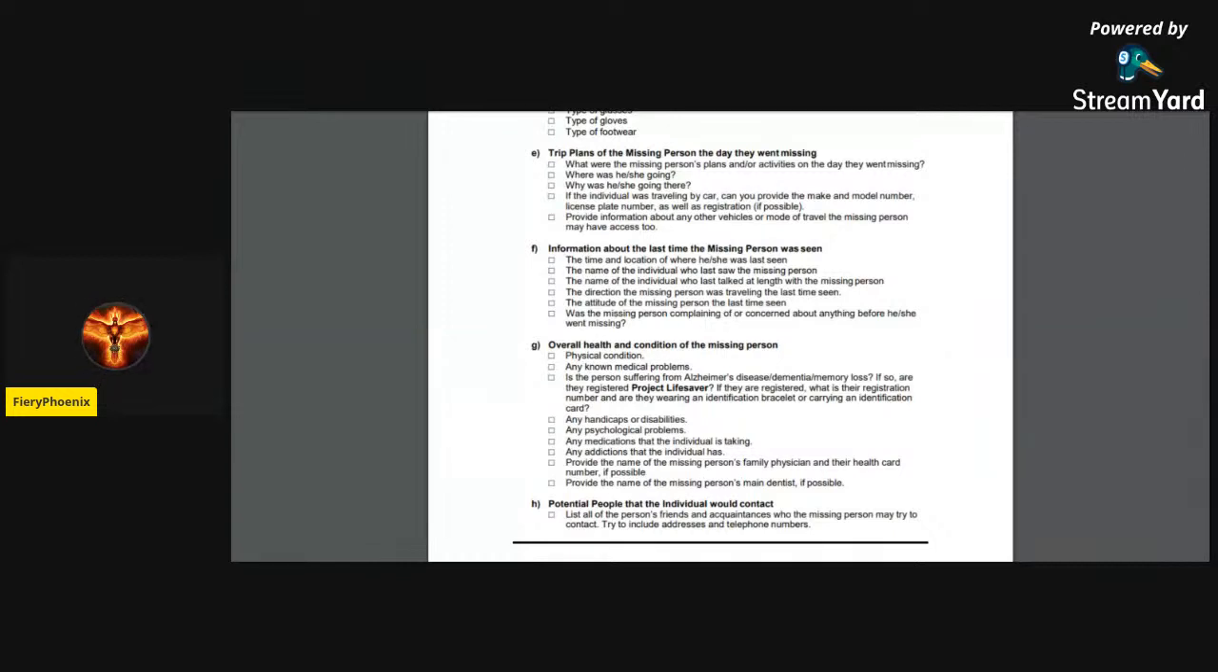What you can do, it gives you a little thing. Provide the name of the missing person's family physician and their health card number if possible. You can also provide the name of the missing person's main dentist. That's a good one, if possible. See, I didn't know you could do a dentist. This is amazing. Okay, let's go to the next one.